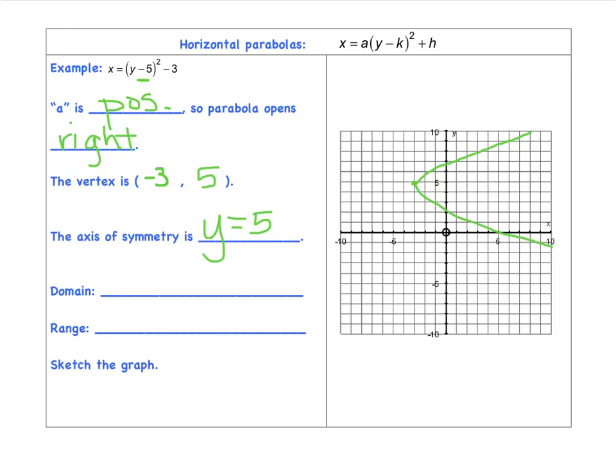Now for the domain, remember domain is from left to right. And so this domain starts right here. So our domain is not going to be negative infinity to positive infinity, but it's going to be from this point right here towards infinity. Well, what is this point? Or we should say, what is the x-coordinate of this point? It is -3. So our domain will be from -3 to infinity. And our range would be from negative infinity to positive infinity.